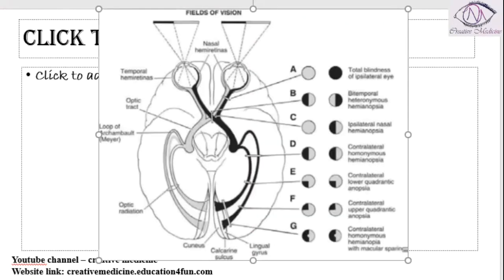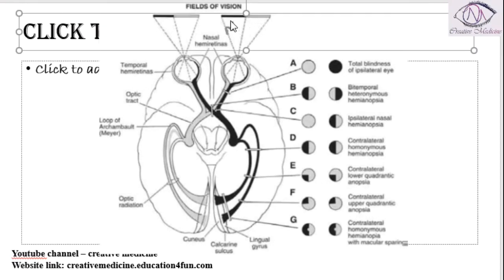In the visual pathway, first the fibers start from the nasal part of the retina. So this is the nasal part of the retina. So this is the nasal part of the visual field and this is the temporal part of the visual field. Always the nasal part of the visual field is projected onto the temporal part of the retina, whereas the temporal part of the visual field is projected onto the nasal part of the retina.